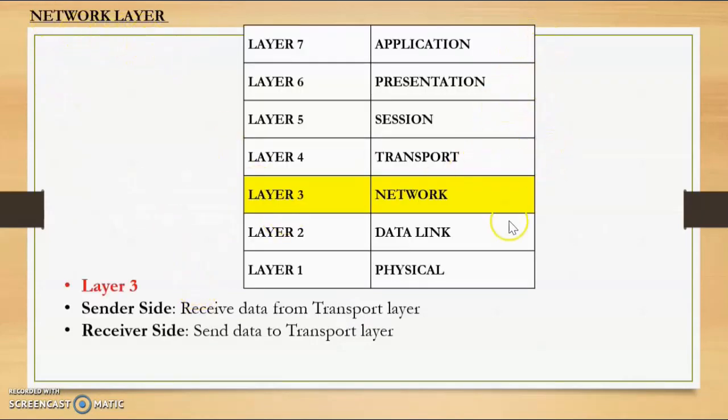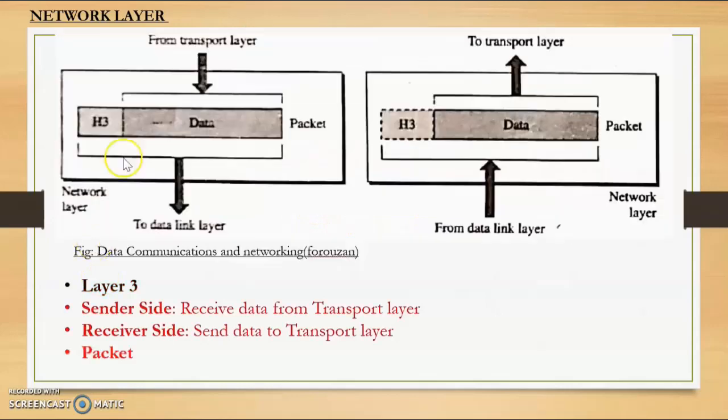Now as we know, there are 7 layers in the OSI model, and the network layer is the third layer of the OSI model. So being the third layer, the network layer will receive the data from the transport layer. Then at the network layer, it will add its information and pass the packet to the data link layer. The data link layer will add its information and then pass the data to the physical layer. The physical layer will then convert the bits to signals and send it over the transmission medium.